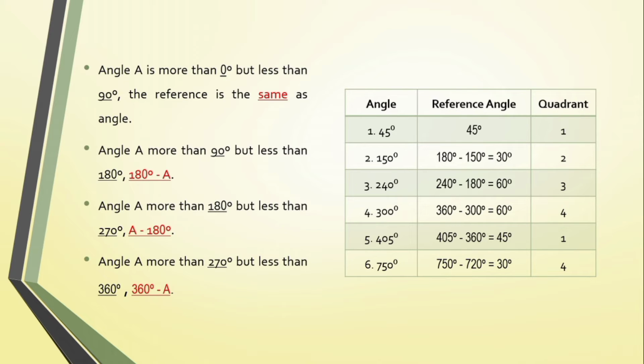Then if angle A is more than 180 degrees but less than 270 degrees, the formula we use is angle minus 180 degrees. Then lastly, if angle A is more than 270 degrees but less than 360 degrees, the formula we use is 360 degrees minus the angle.